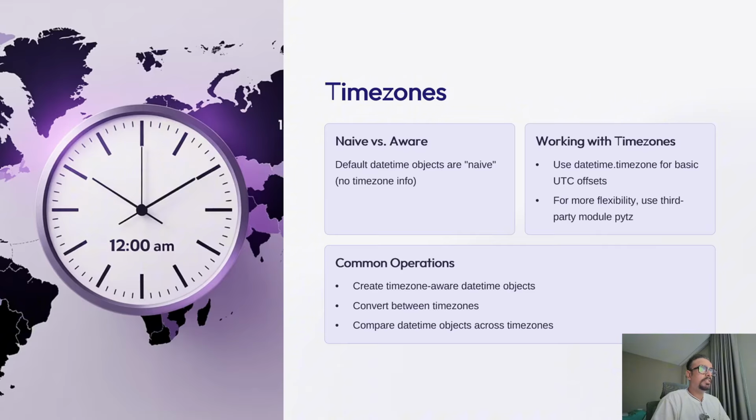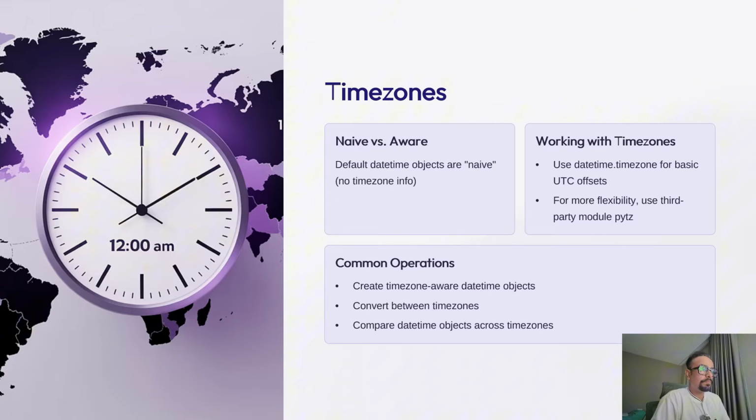Our next concept is time zones. When we are working with time data across different regions or in distributed systems, handling time zones becomes crucial. By default, datetime objects in Python are naive, meaning they don't contain time zone information. As we saw, it was only containing year, month, day, hours, minutes, seconds, and milliseconds. We cannot see that it has the time zone, right?